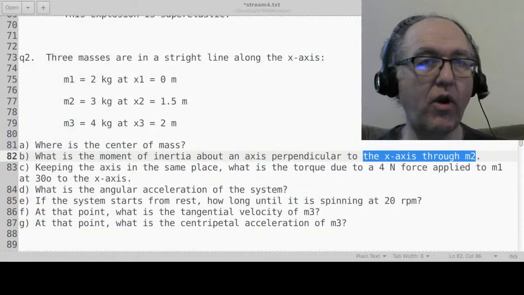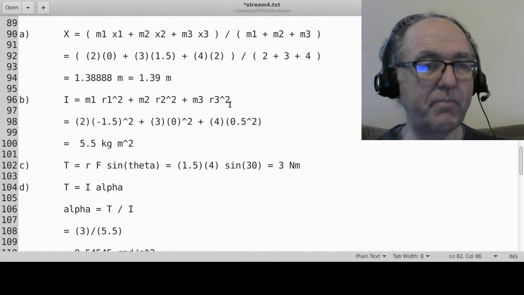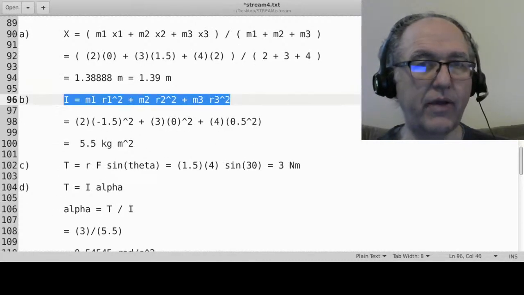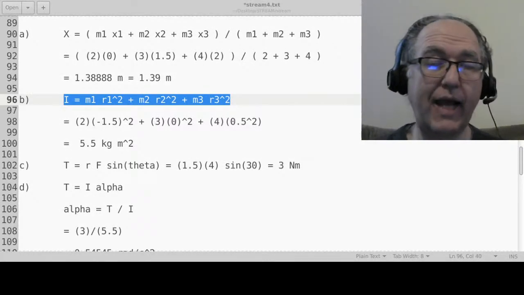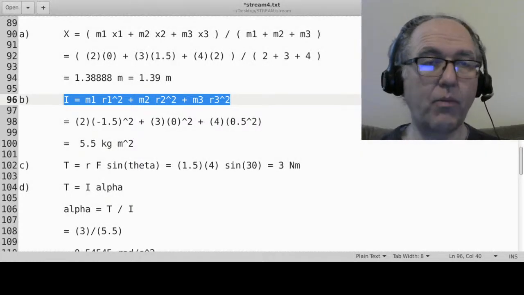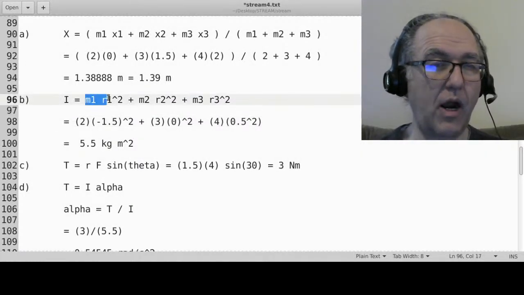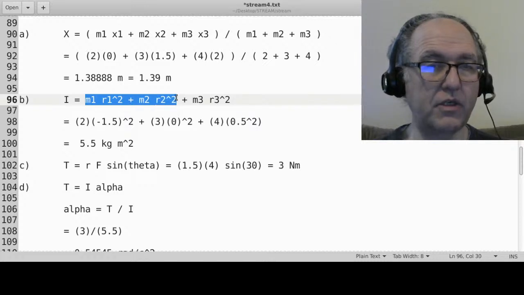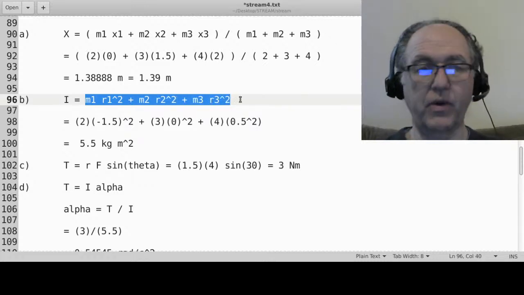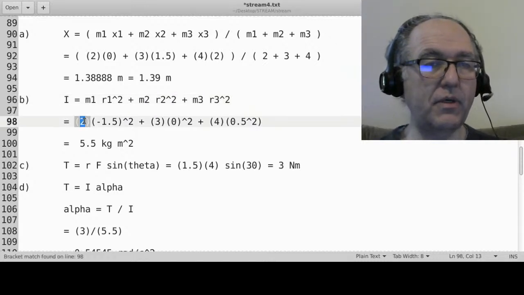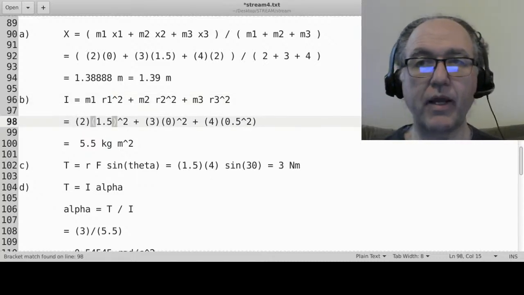Now we can plug into the formula. It's not a weighted average or anything like that. You just add m r squared for each of the masses. So we've got 3 masses, so we're going to do m1 r1 squared plus m2 r2 squared plus m3 r3 squared. So m1 is 2, and r1 is, I don't know why I put a negative there. There shouldn't be a negative.